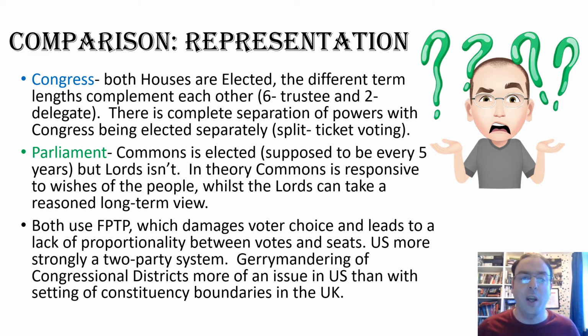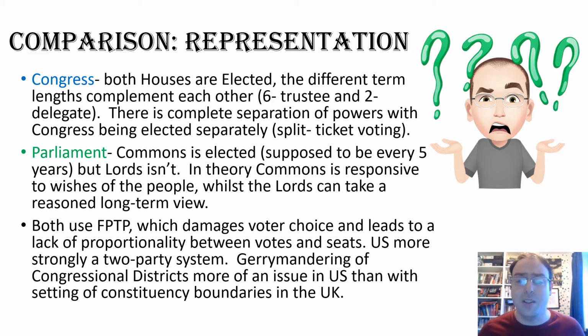Representation is a really important area for comparison. So in the US Congress, both houses are elected. They're elected for different periods of time, and this complements each other. So we have the Senate, which is elected for 6-year stints, and this helps the trustee model, whilst the House is elected for very short 2-year periods. So this promotes the idea of the delegate model.